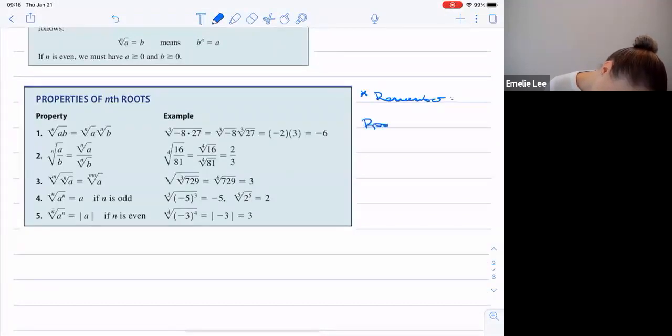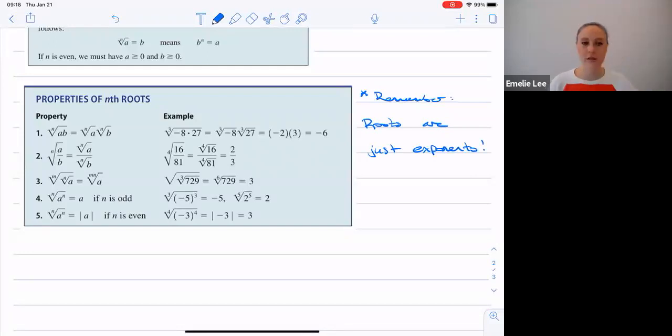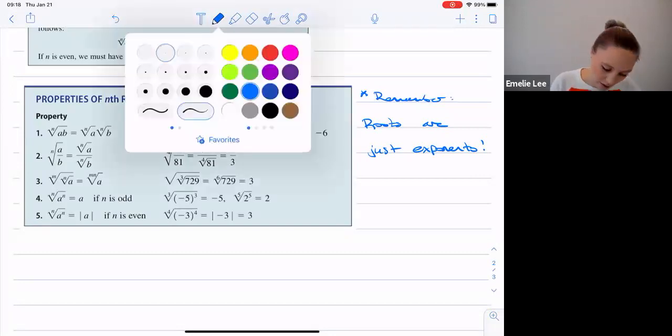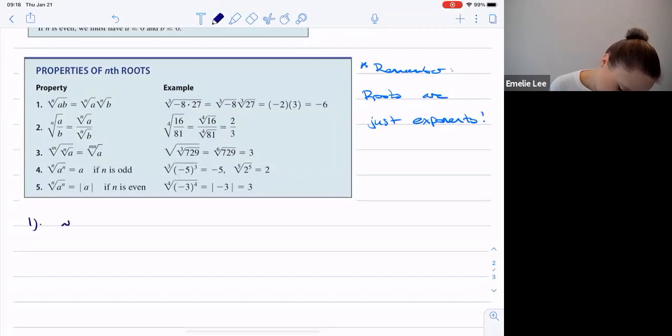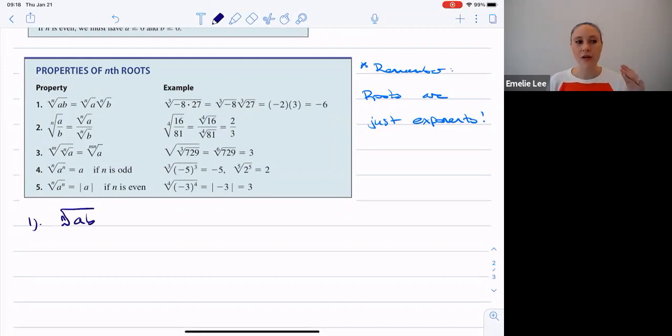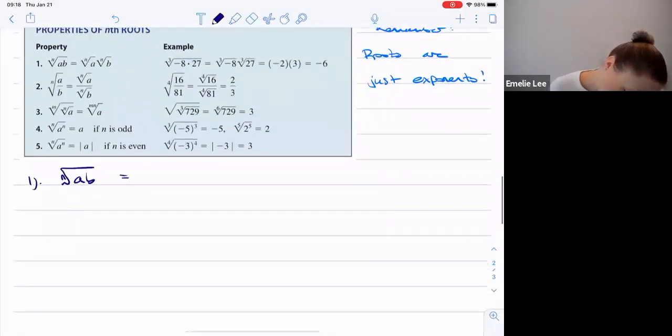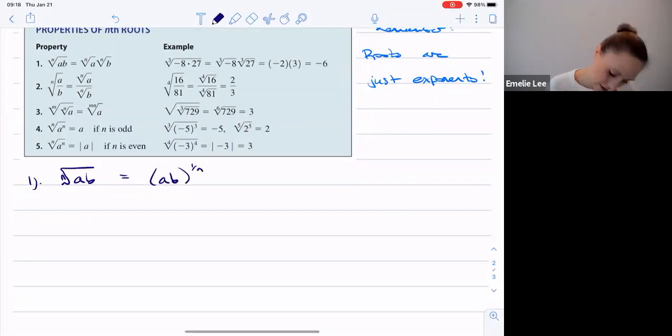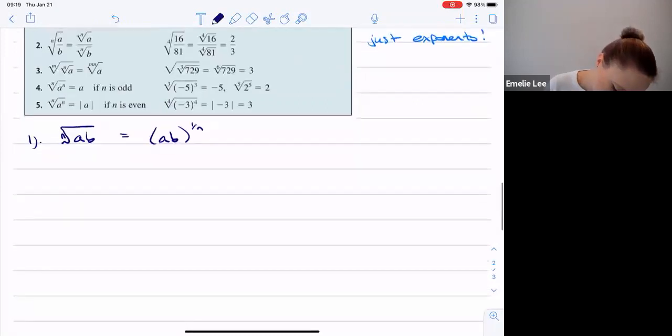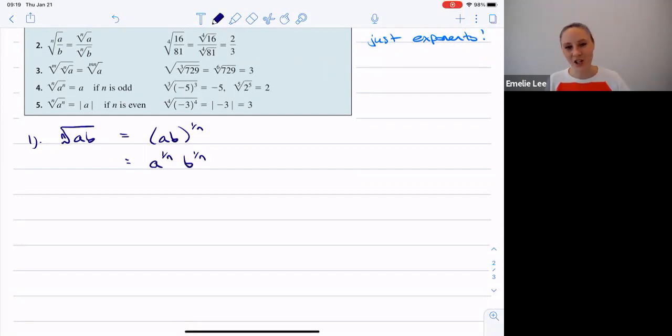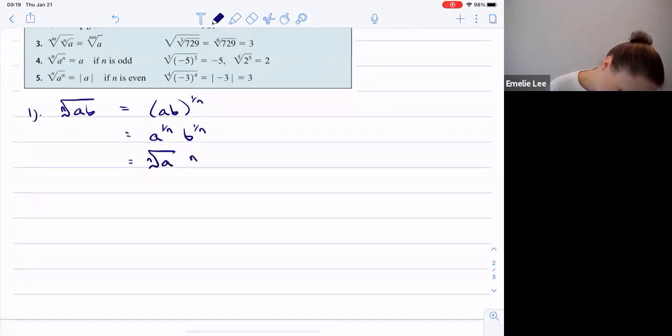Remember, roots are just exponents. So if we have a look at property number one here, property number one says that if you have the nth root of AB, if we add that middle ground, I'm going to rewrite that nth root as a power of 1 over n, well, that's going to be A times B to the 1 over n. By the exponent laws, I can bring this power of 1 over n inside, but I have to bring it onto each A and B. And so this becomes A to the 1 over n, B to the 1 over n, okay? Which in turn you can rewrite as the nth root of A times the nth root of B.